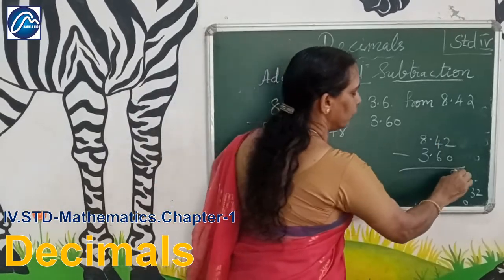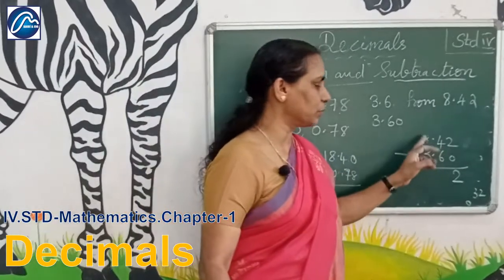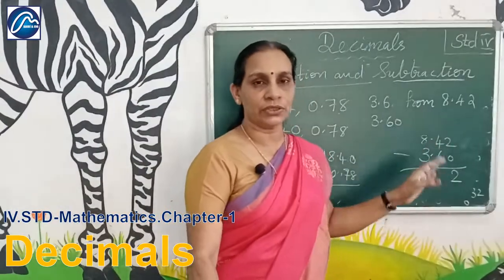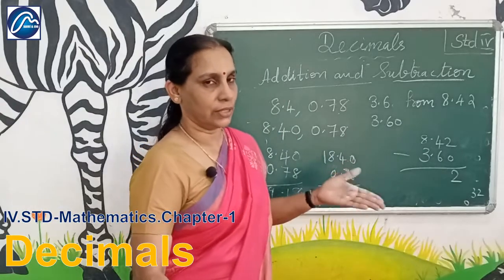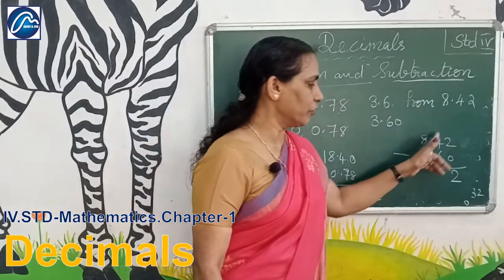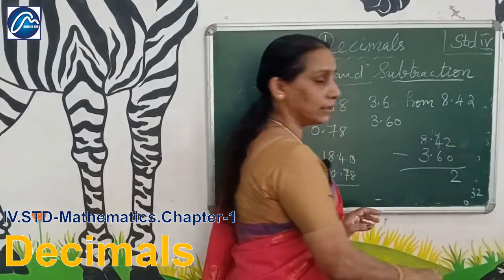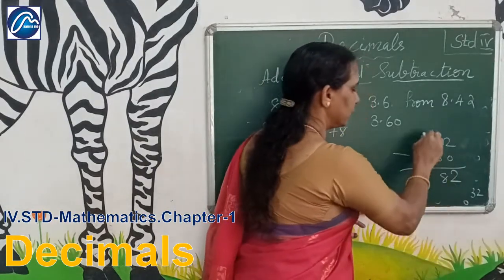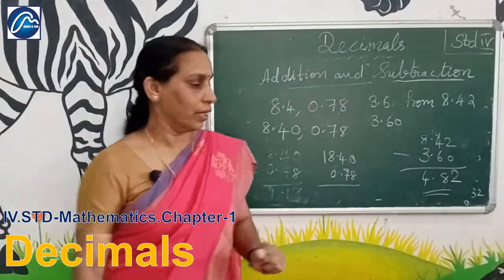2 minus 0, 2. 4 minus 6 is not possible. So, you are borrowing as usual as you are doing in the whole number or natural number. So we borrow 1 from here. Then it will become 14. 14 minus 6, 8. And 7 minus 3, 4. So, the answer is 4.8.